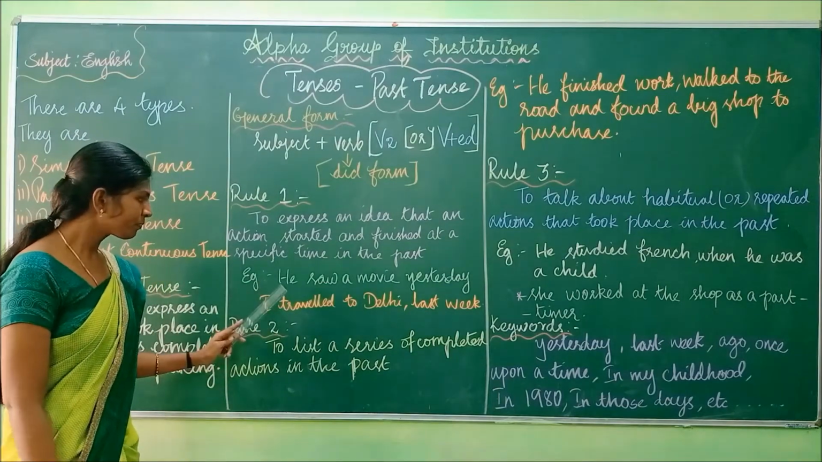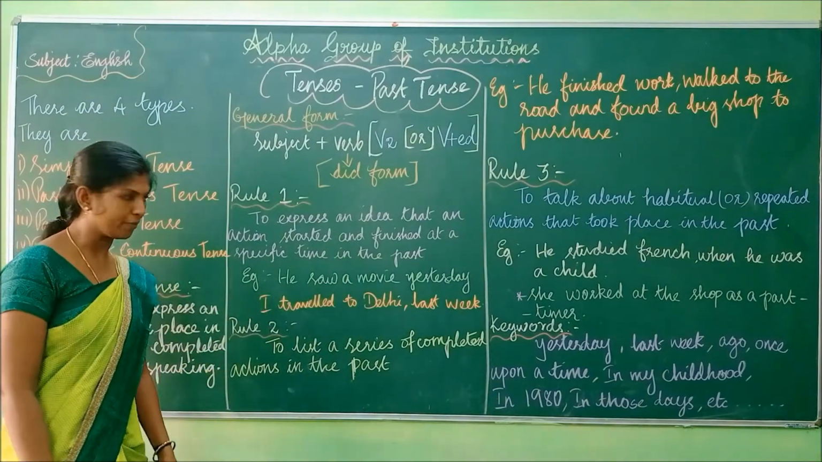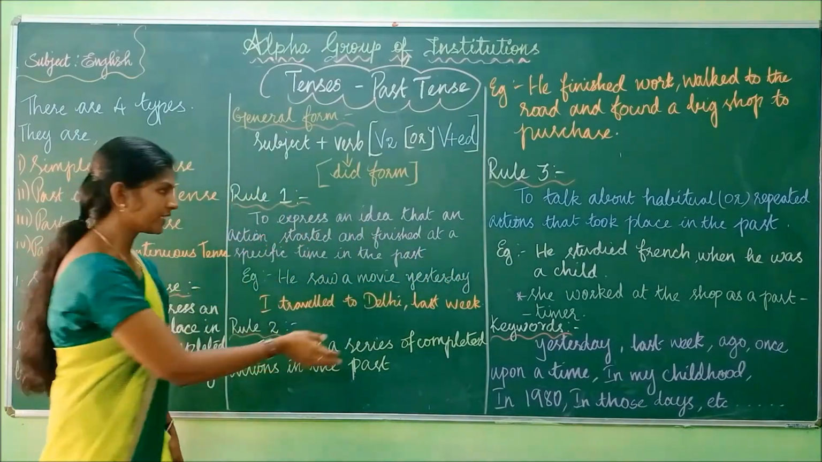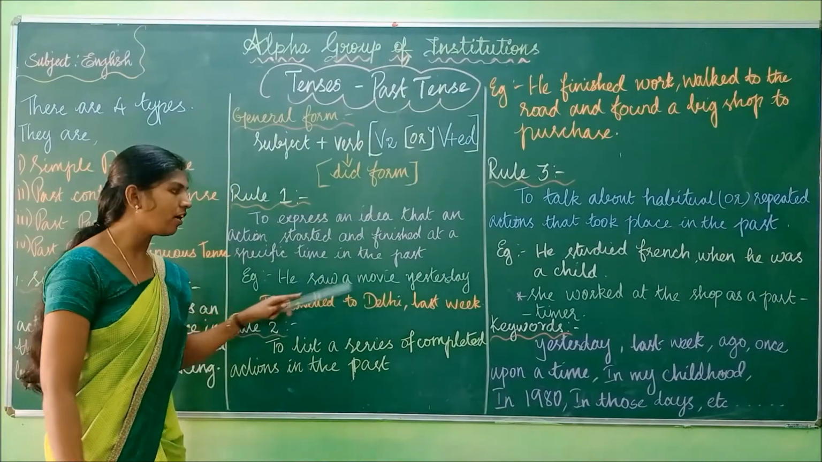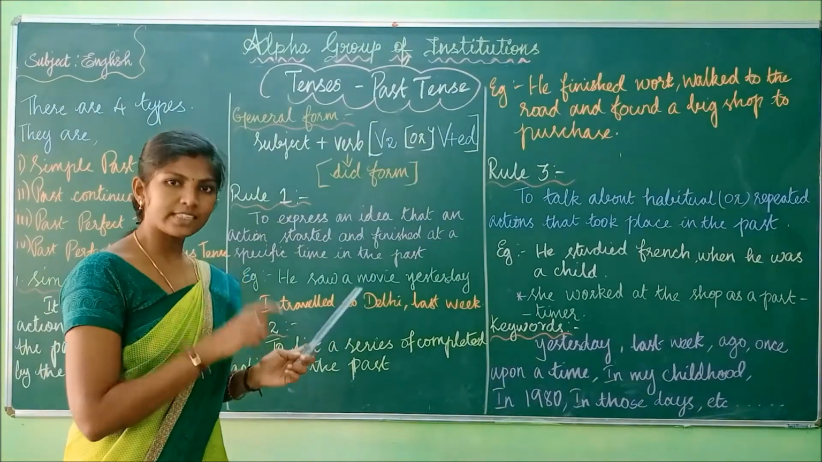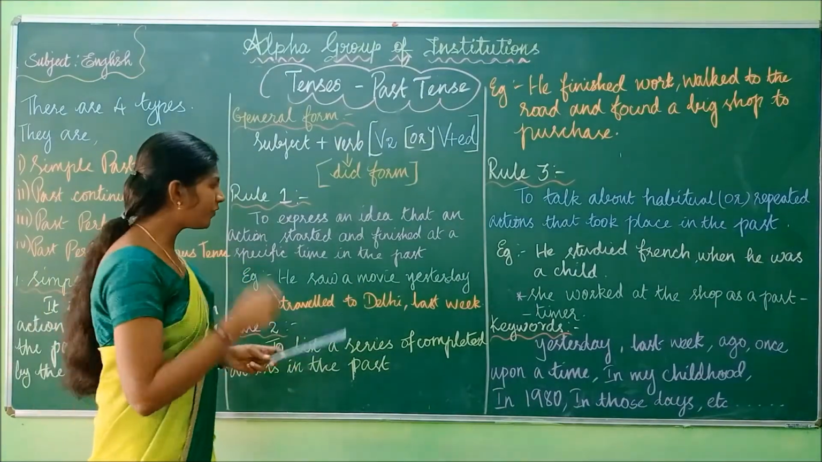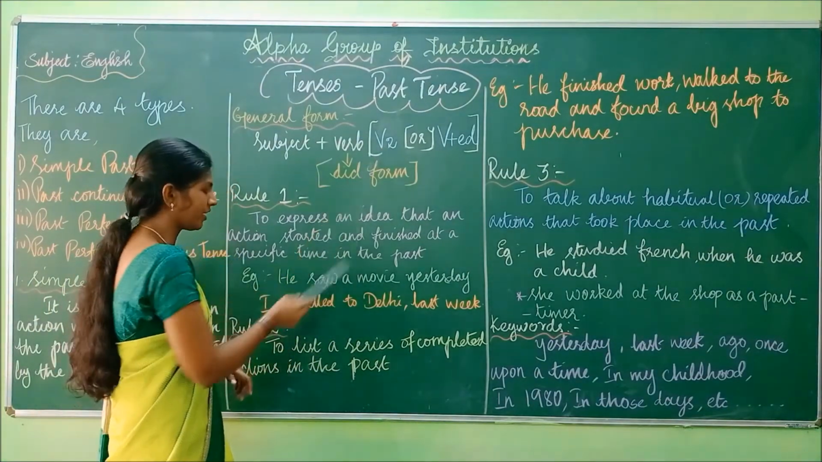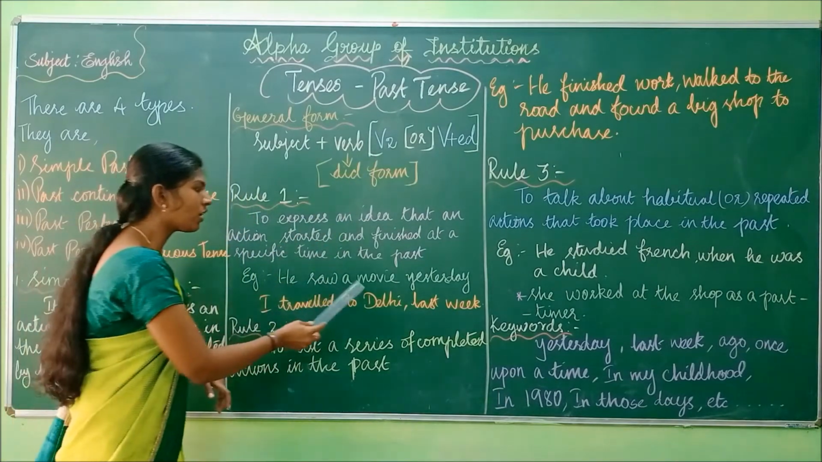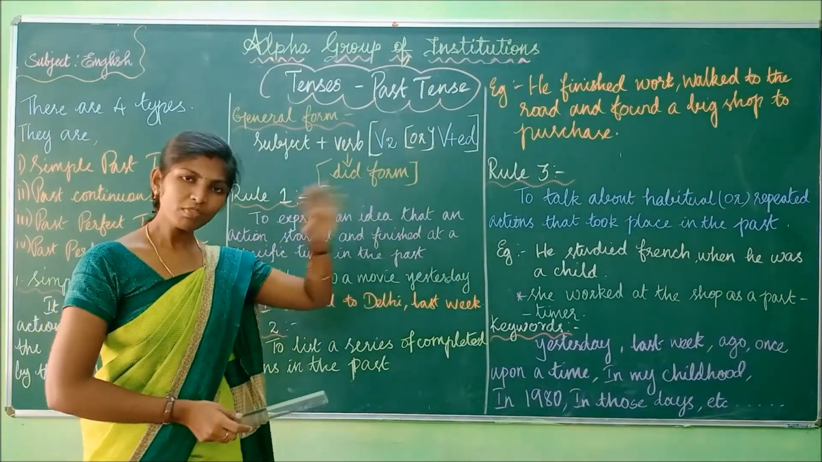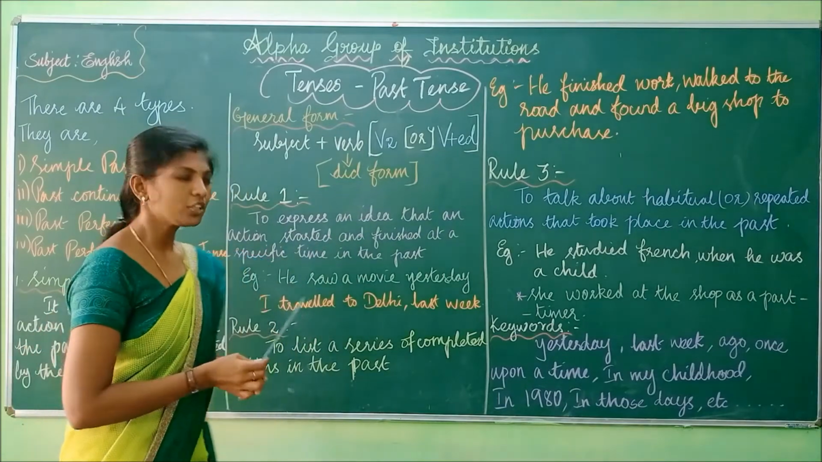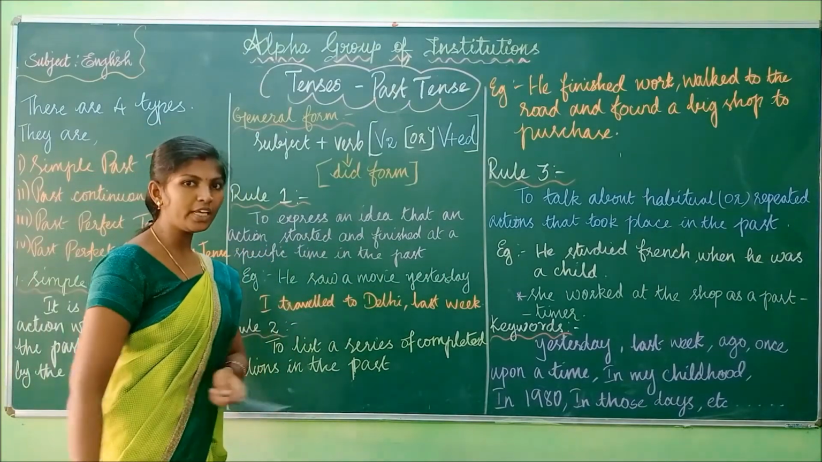See the example. He saw a movie yesterday. Yesterday refers to past, right? So he saw a movie. Present form of saw is see. See, saw, seen. So we are taking the V2 form here, the V2 form of see. So he saw a movie yesterday. Yesterday he saw the movie and it was over yesterday. It's not dragging to today.